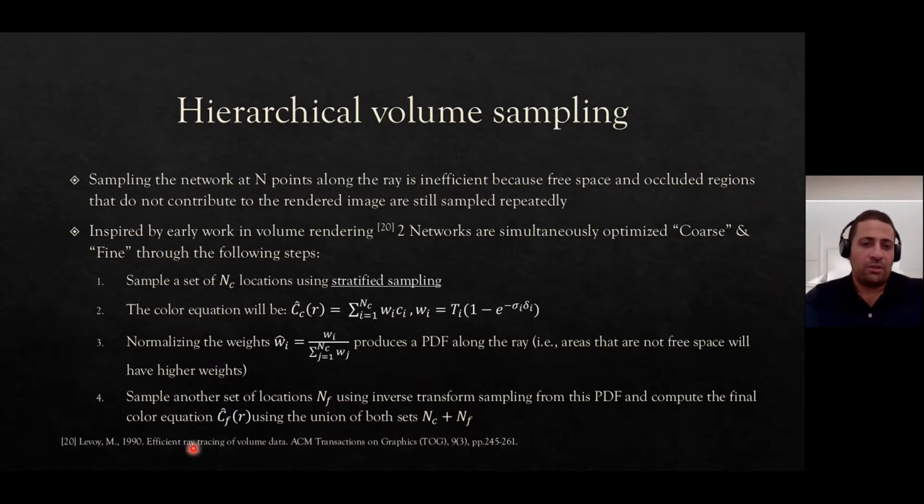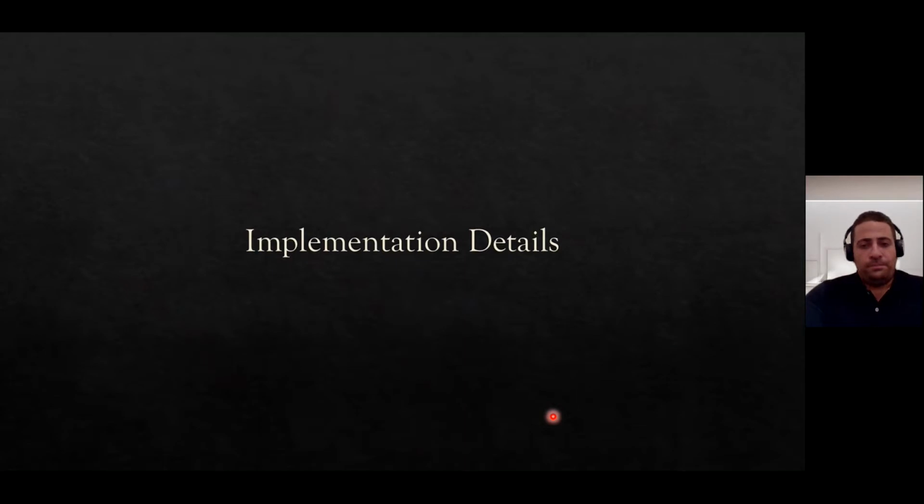And we compute the final color equation, C fine of the ray r, using the union of both sets. So in the final rendering, we would use the coarse network location samples and the fine network location samples, N coarse plus N fine. We would use both of them. Now, the implementation details, how it is implemented.